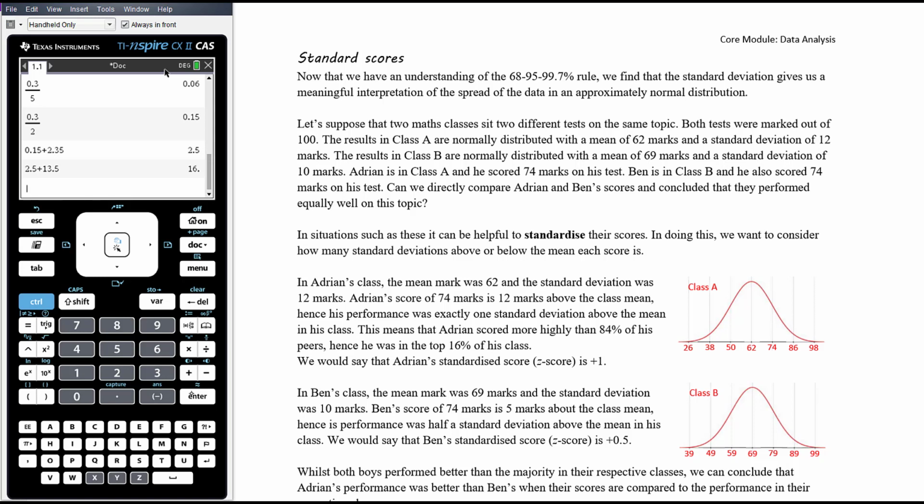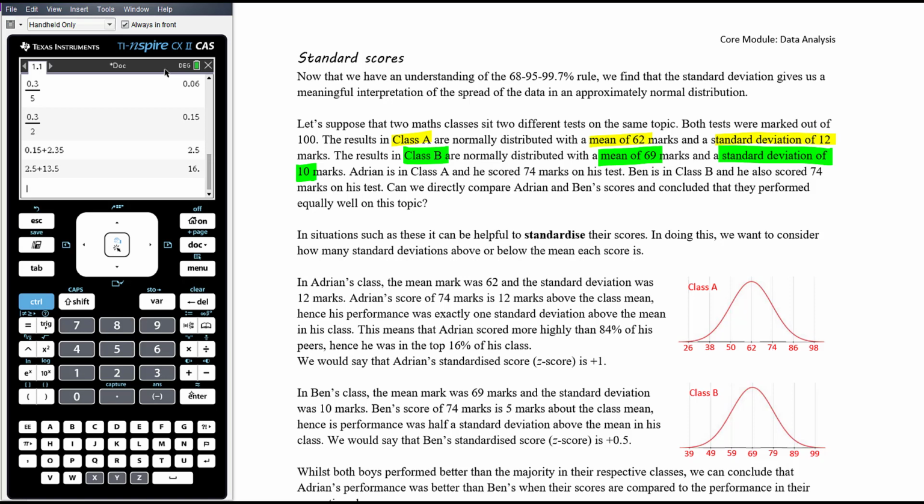So the first test, Class A, was a mean of 62 and a standard deviation of 12, and the other test, Class B's test, was a mean of 69 and a standard deviation of 10, okay? So Class A have a lower mean but a higher standard deviation. So a lower overall mean, but the data is more spread out. Class B have a higher mean but a lower standard deviation. Okay, so a higher measure of centre but lower spread. So it's difficult to compare their raw marks.